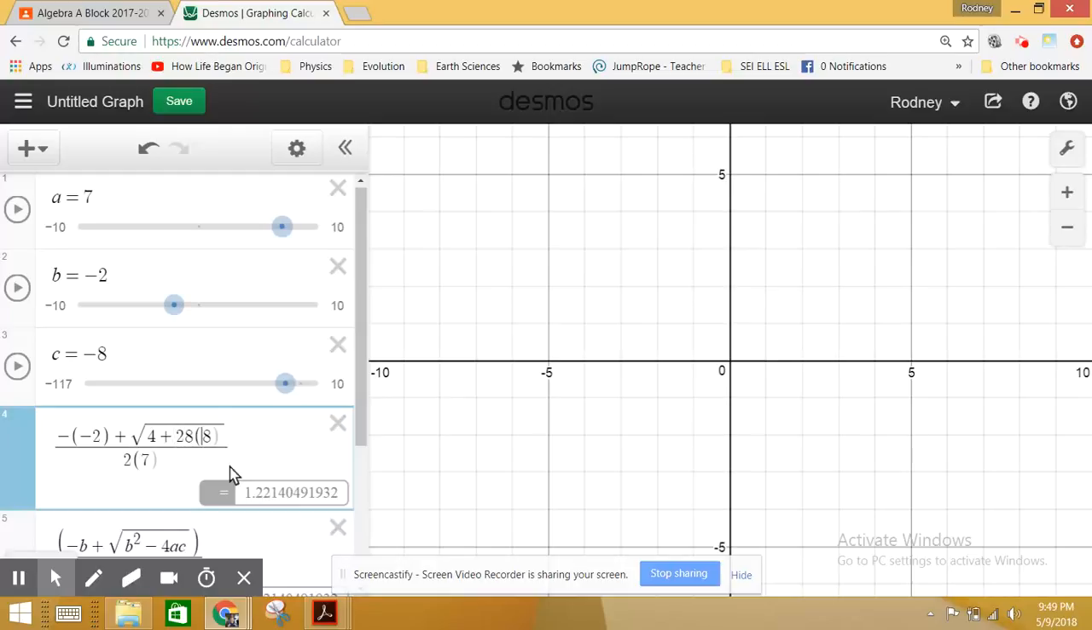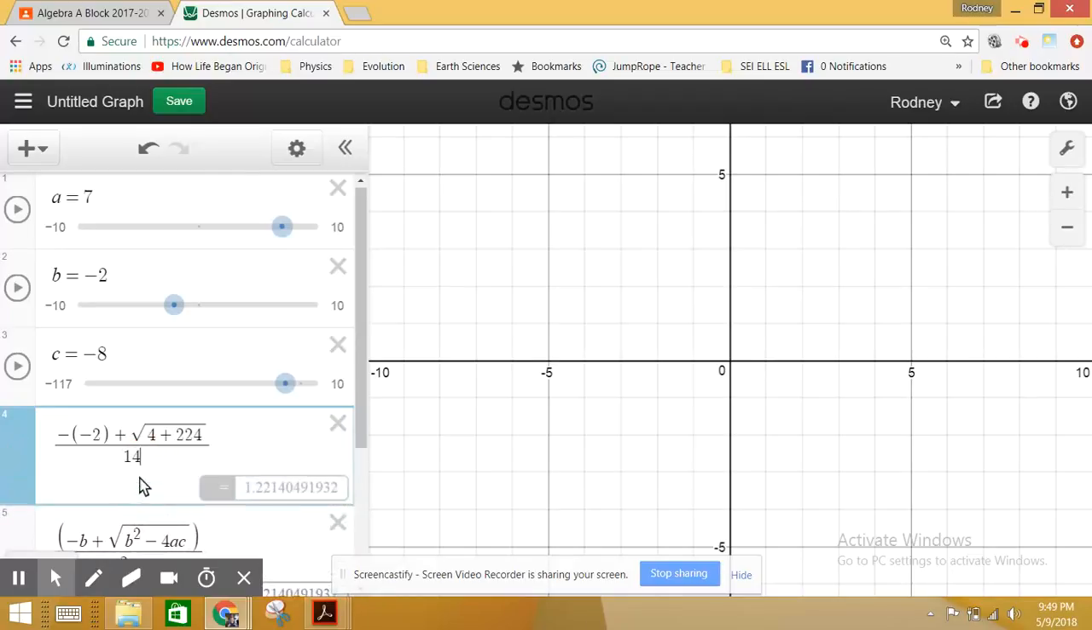Now I'll deal with the 28 times 8. So 28 times 8. 8 times 8 is going to be 64. And 8 times 20 is going to be 160. So 160 plus 64 is going to be 224. Okay. And then 2 times 7 is 14. Okay, so I'm going to simplify this a little bit further. 4 plus 224 is 228.